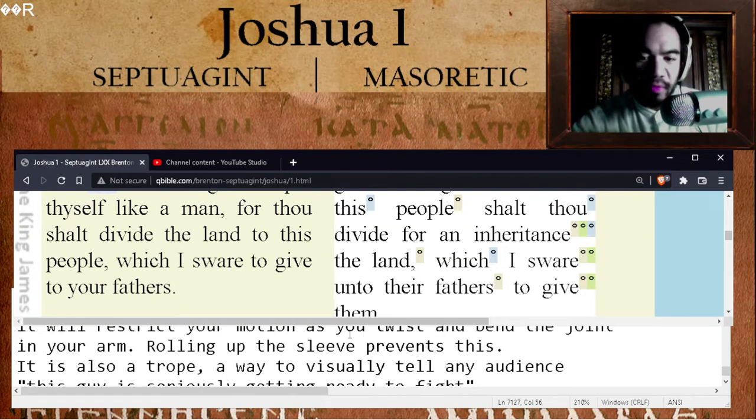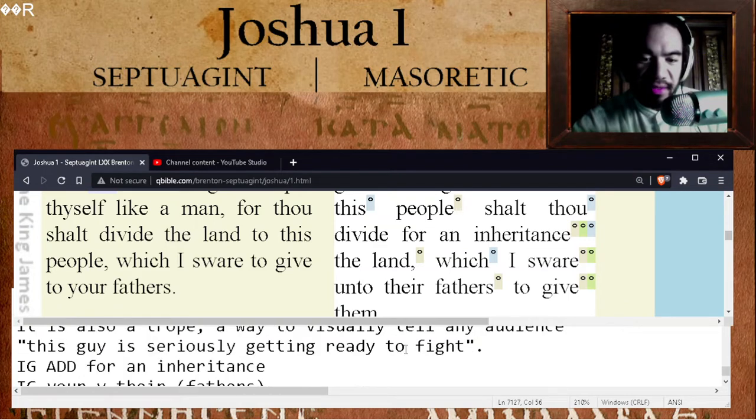It is also a trope. It is a way to visually tell any spectators or an audience that this guy is seriously getting ready to fight. You know, when someone takes their shirt off or whatever it is to remove any restrictions to their movement. We have other modern visuals where we have athletes or basketball players specifically removing their tearaways, revealing the shorts they're ready to play and give it their all and move faster.